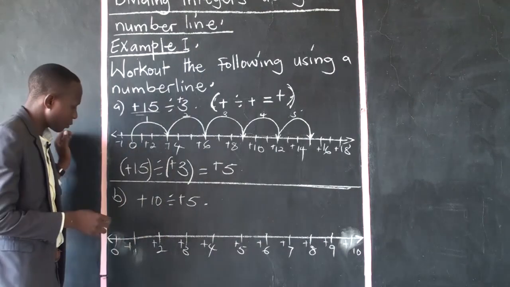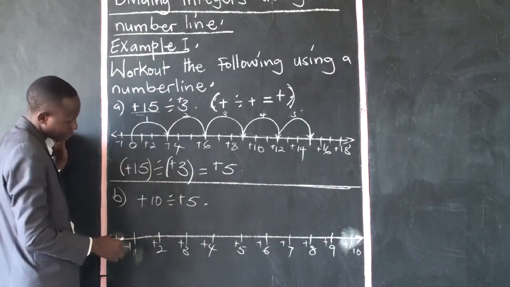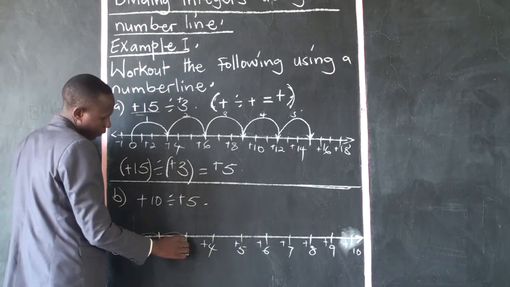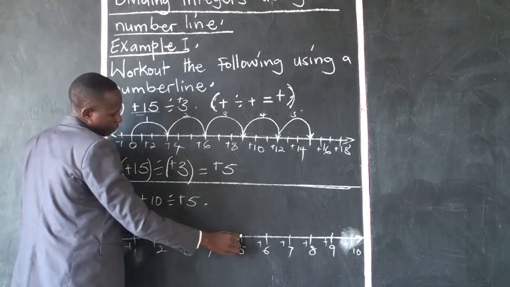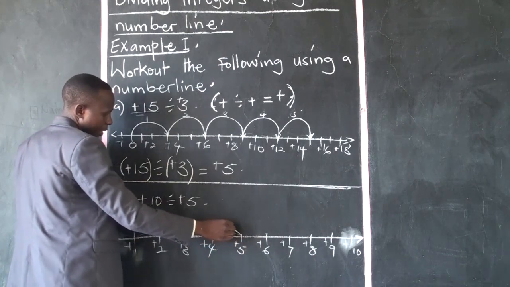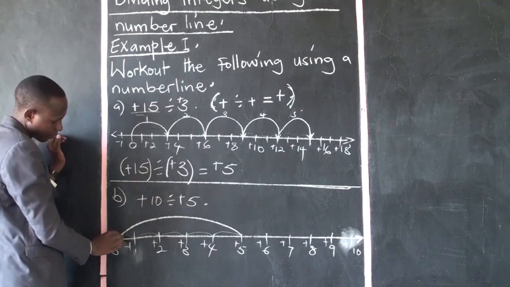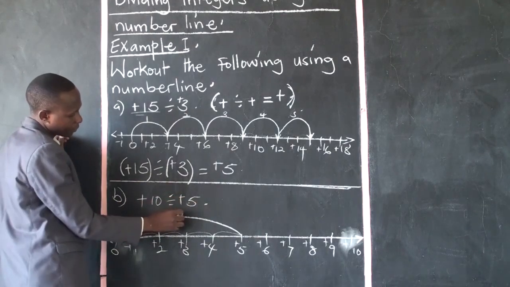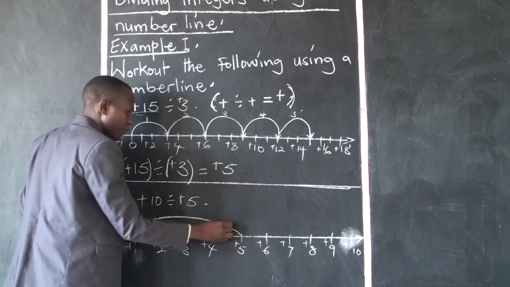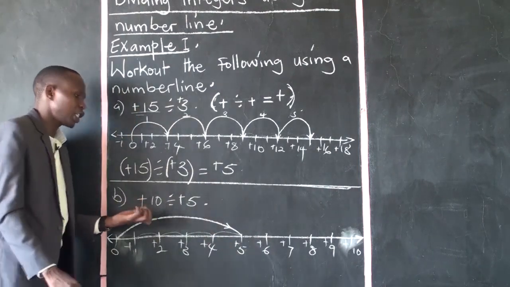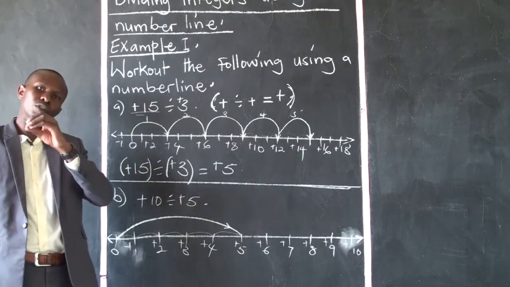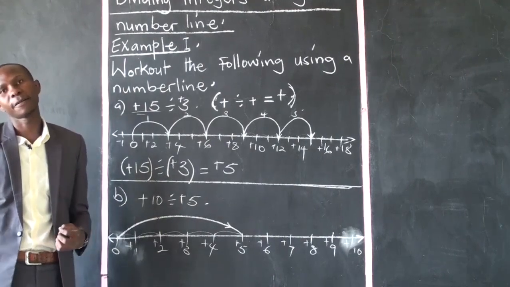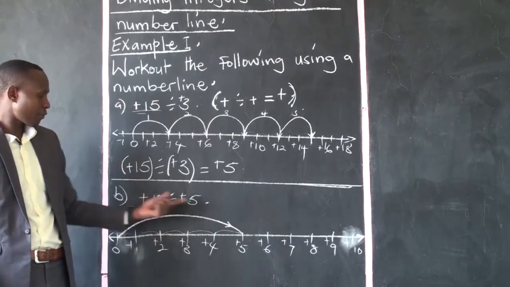So I'll come here from 0. I'll count 5 and make the first interval. I'll say from here, this will be 1, 2, 3, 4, 5. So if this is 5, I'll make one interval here. That will be the first interval. We are making intervals of 5, but in how many? In 10. How many intervals of 5 can be obtained from 10? This is the first one.